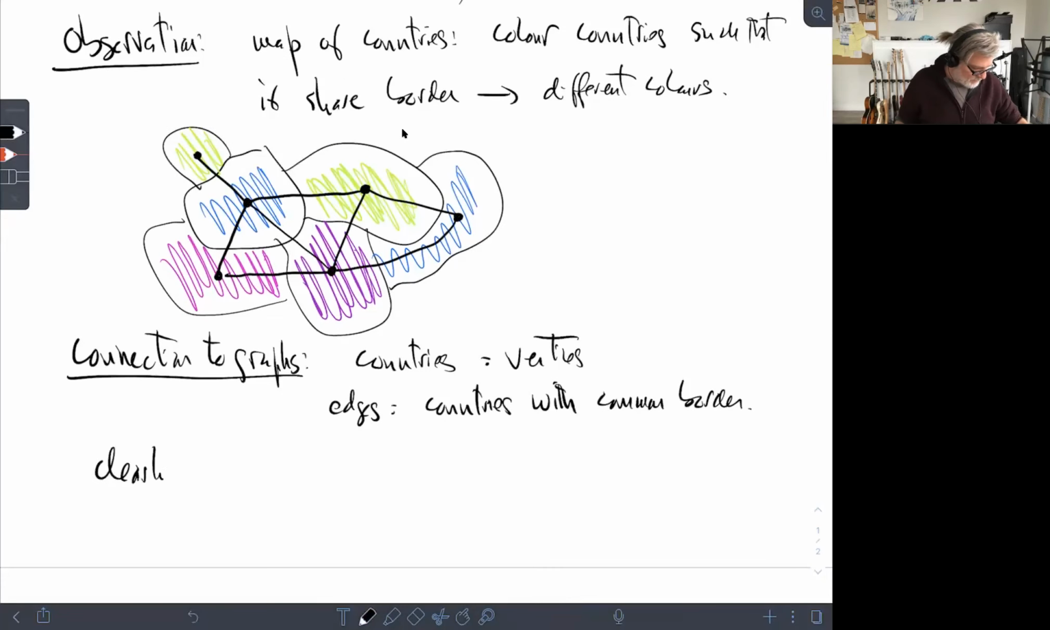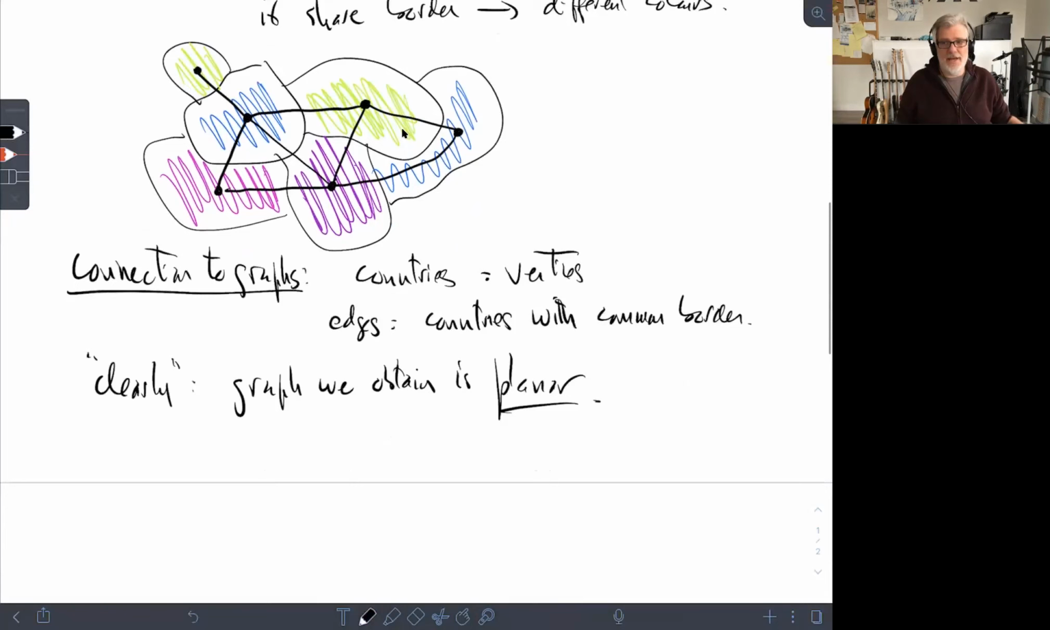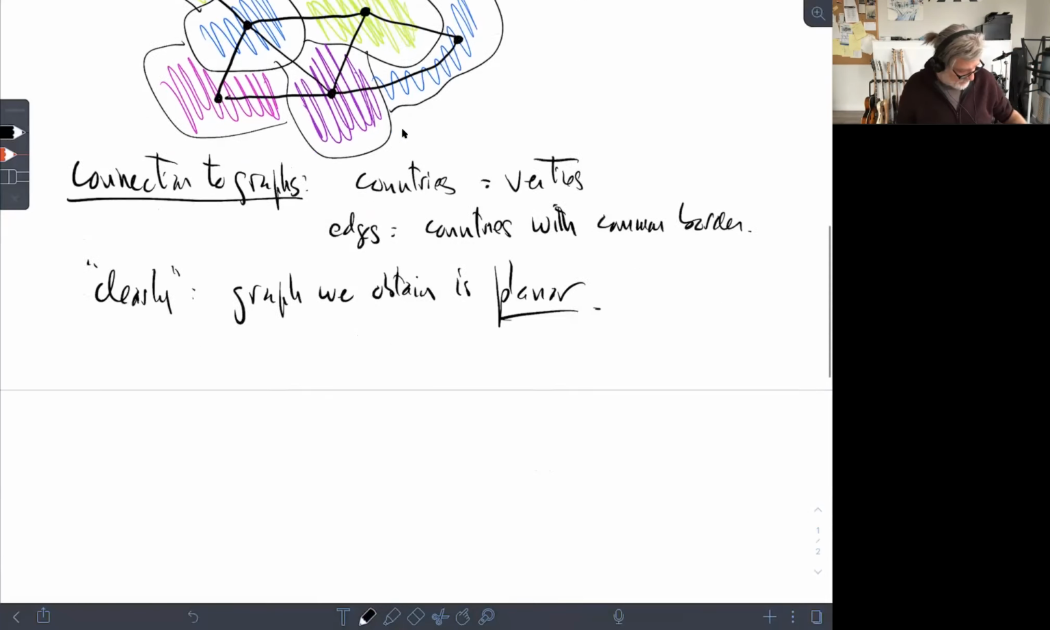So clearly the graph that we're going to get is planar. Okay, the graph we obtain, and I don't want to go into a discussion of all the details of this because it's not the interesting part. Graph we obtain is planar. And again, I put clearly in quotes because there's a lot of details that we're just shoving under the rug here, but we're not really interested in this. So now here is the statement.